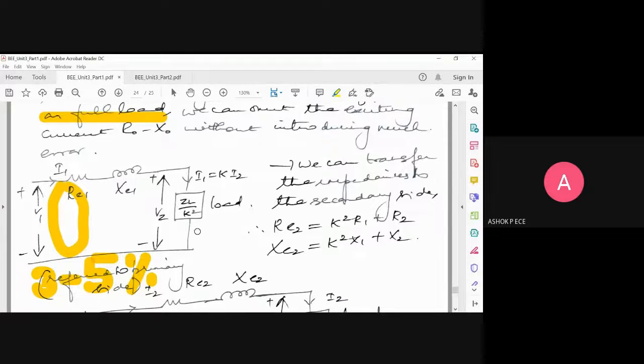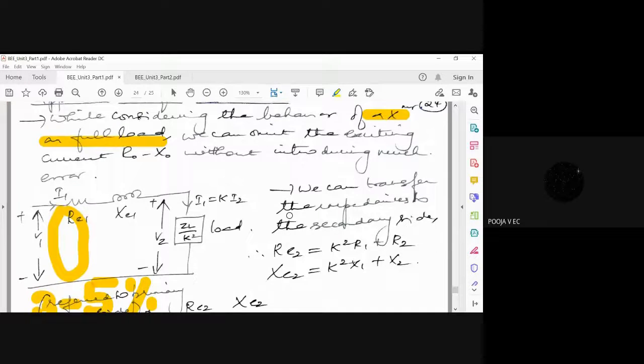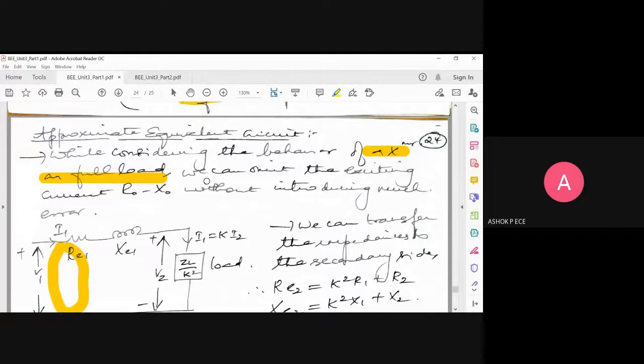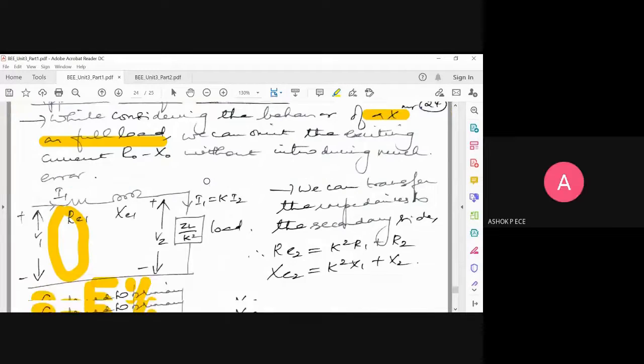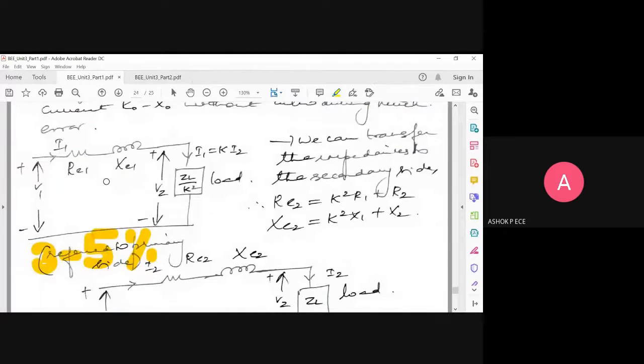So now what I can... Sir, full load means what, sir? Yeah, what? Full load means what, sir?